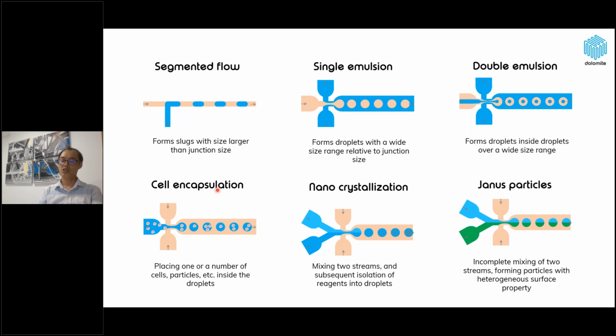In this case, the droplet can have a role as a microreactor, where the reaction can occur within the droplet. Or we can make more complex particles like Janus particles, by introducing complex mixing of two streams to form particles with heterogeneous surface properties.